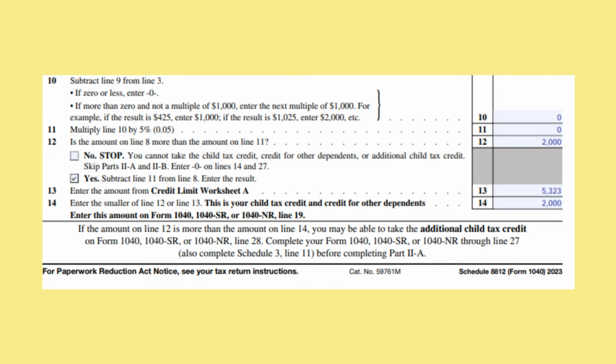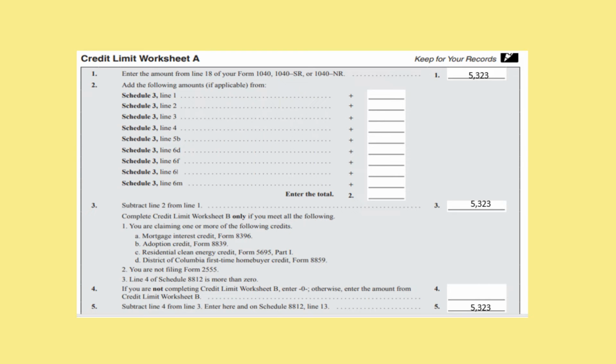On line 13, we will enter the amount from Credit Limit Worksheet A. You can find this worksheet on page 4 of the 8812 instructions. On line 1, put the amount from line 18 of your Form 1040. On line 3, subtract line 2 from line 1. Since we don't have any amounts from line 2, line 3 will be $5,323.